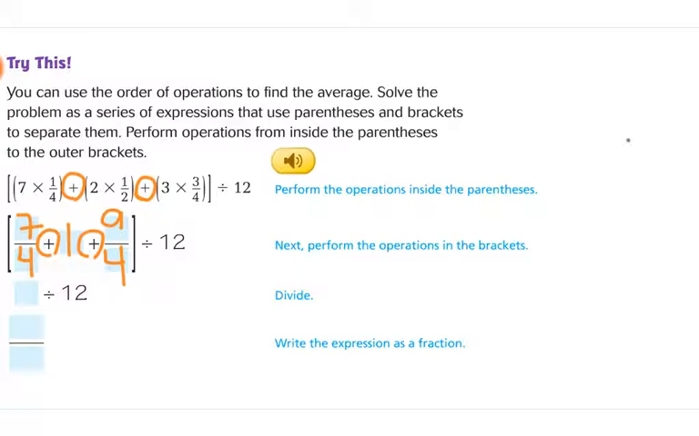Now what we do is we solve the stuff that's inside of the brackets. We do 7/4 plus 1 plus 9/4, and we would get 5. And then we divide 5 by 12, and we get 5/12. So you can use order of operations as well to solve the same kind of problem.